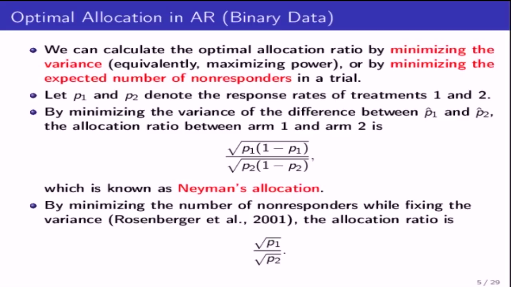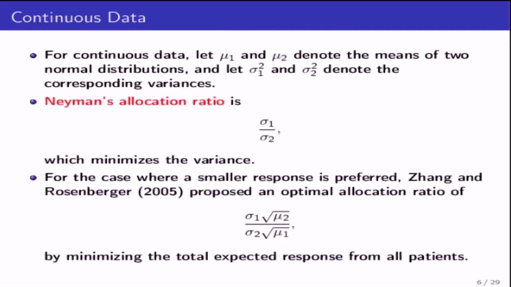Just to give you an example, suppose we consider a two-arm trial with binary data. P1 and P2 denote the response rates for treatment 1 and treatment 2. If you minimize the variance of the difference between P1 hat and P2 hat, then the allocation ratio would be given by this quantity right here, which is also called Neyman's allocation. On the other hand, if you try to minimize the number of non-responders while fixing the variance, then the allocation ratio has a very simple form, square root P1 over square root P2. So this is for binary data.